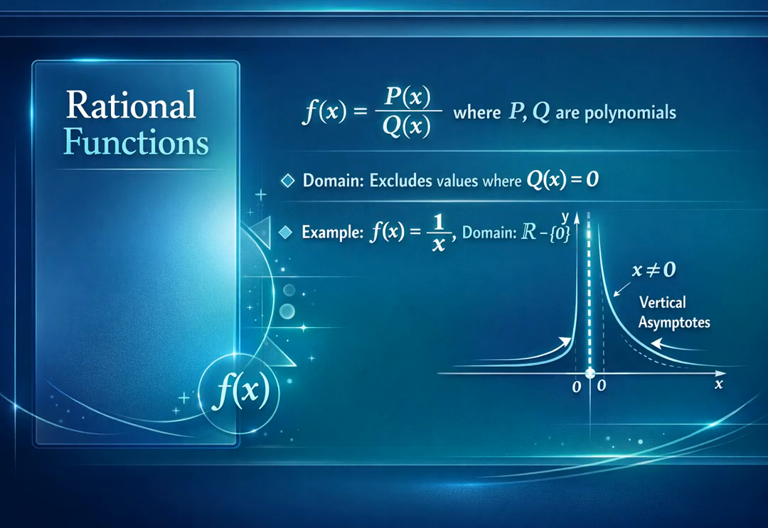Rational functions are ratios of two polynomials, f of x equals p of x divided by q of x. The key thing to remember is that the domain excludes any value where the denominator q of x equals 0. For example, f of x equals 1 over x has domain all real numbers except 0. The graph often has vertical asymptotes.